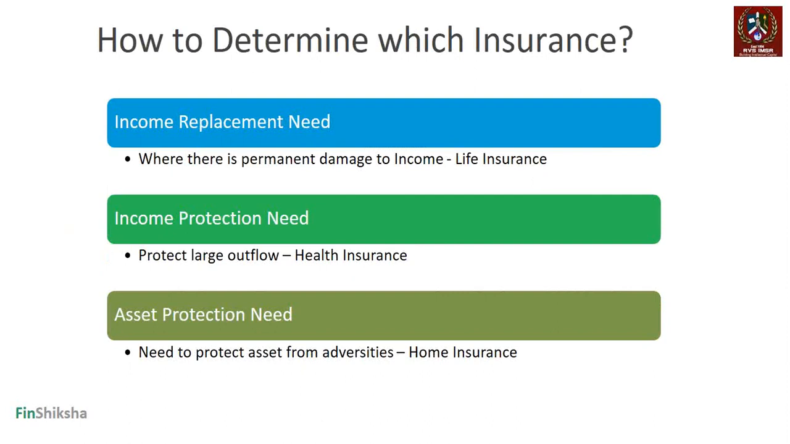So, how to determine what kind of insurance we are going to need. There are broadly three kinds of insurances that any individual should possibly look at as a protection. The first one would be to replace the income in case something were to happen to the person, right? So that's where your life insurance comes in, where if there is permanent damage to income because of some untoward incident that has happened, the family has assurance of the income that comes in. So that's life insurance basically.